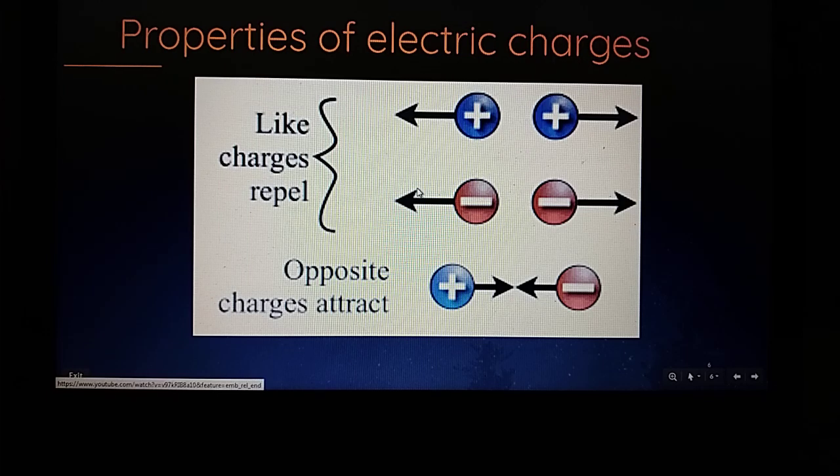So from the properties, as we can see, there is a positive charge and a positive charge. If you bring two charged bodies where the charges are of the same type, then they will repel. In the case of negative charge also, if you bring two negatively charged objects together, they will repel. But in the case of oppositely charged objects, they will attract.